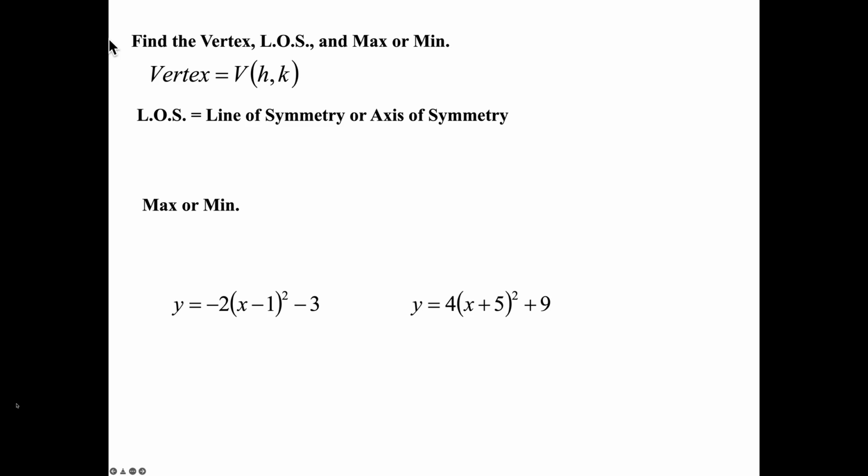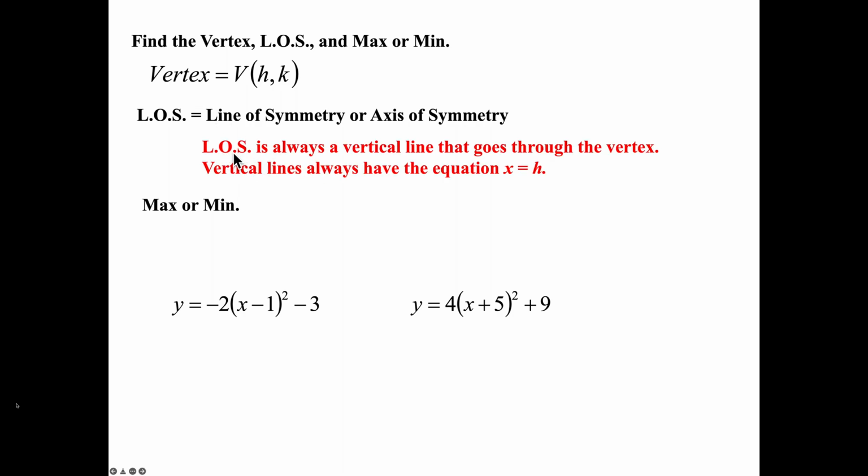Okay, in our last video here in section 4.3, we are going to show you how to find the vertex, the equation of the axis of symmetry, or what I like to call the line of symmetry, maxes, and mins, once you have the equation in vertex form. So again, the line of symmetry is always a vertical line. It has to go through the vertex, which means it has to go through this point, (h, k).